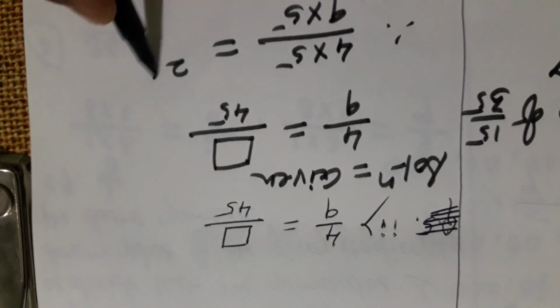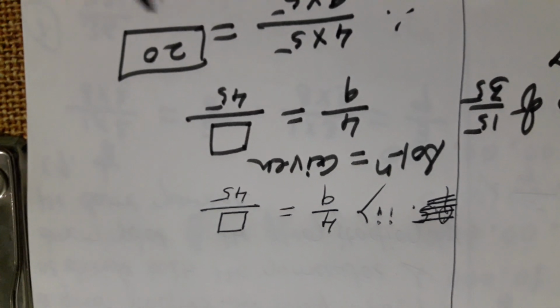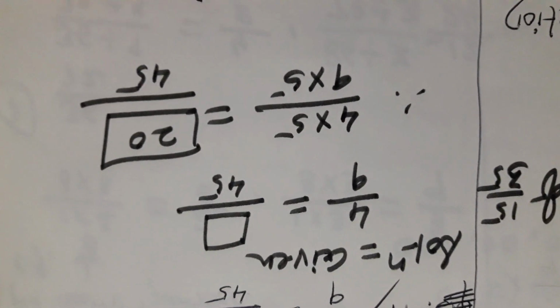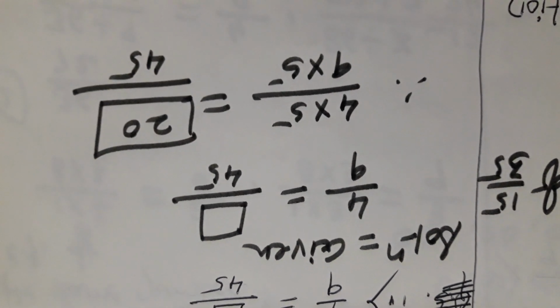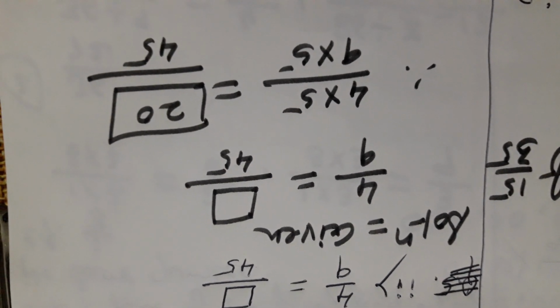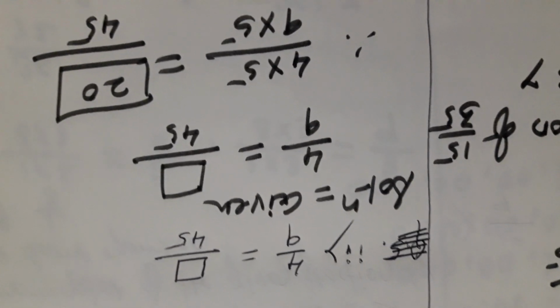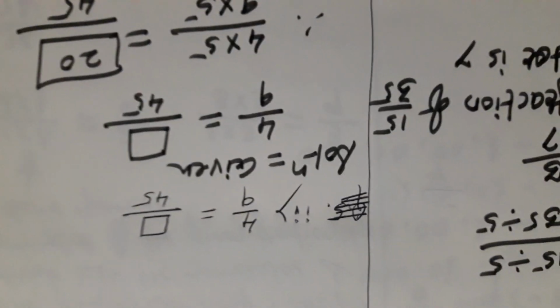4 into 5 is what? 20, and this will be the box number, and 9 into 5 is what? 45. Means in the box which number came? 20. Do you understand? Like that, simple examples are related to equivalent fractions. I hope you got an idea about it.